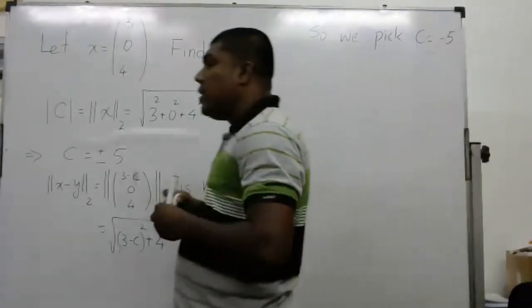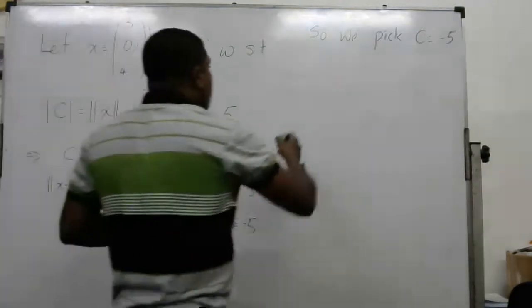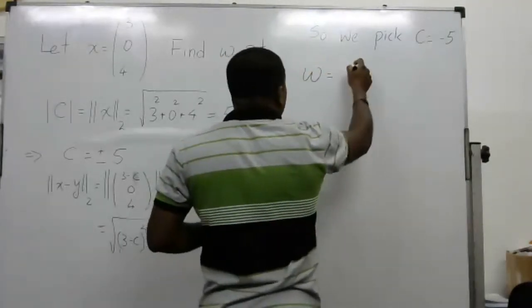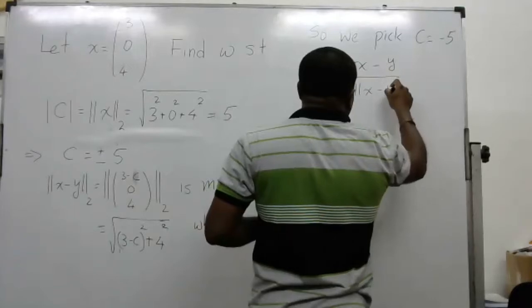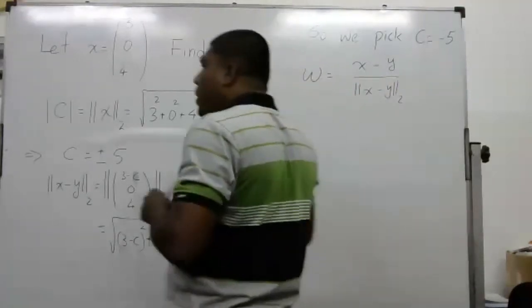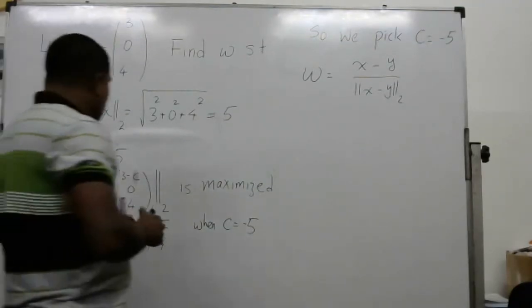Right, so we pick c as minus 5 because according to theory we pick it such that the norm of x minus y is maximized. Once you do that, then you can find the vector omega. The vector omega is x minus y divided by the 2-norm of x minus y. So you all know x minus y is this.